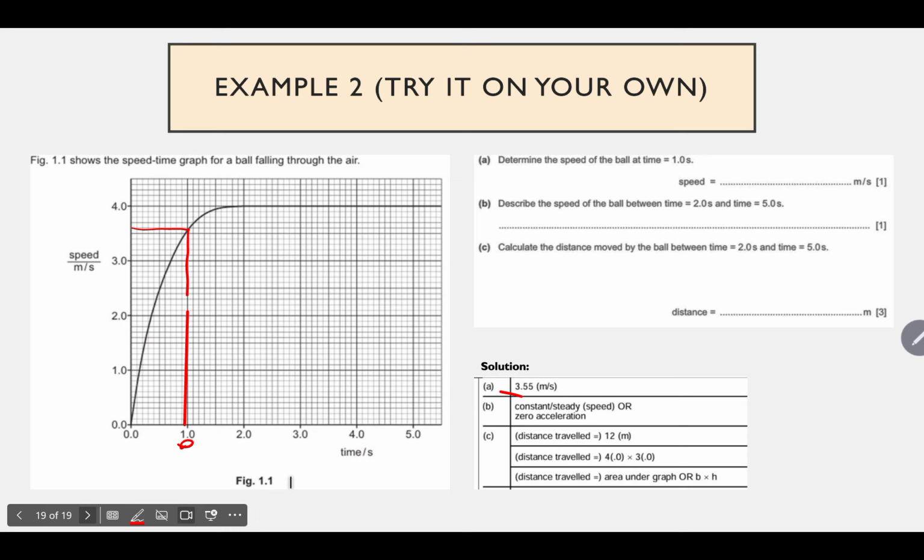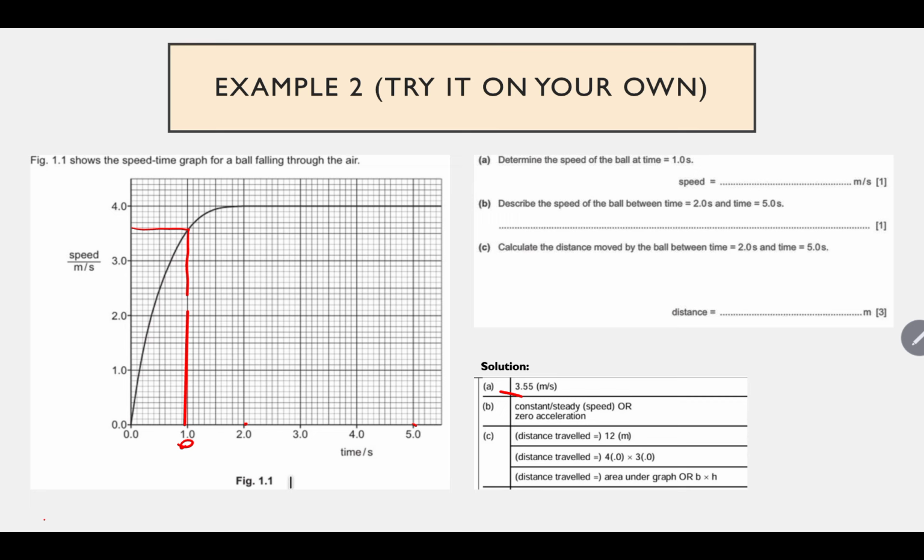For the second part, describe the speed of the ball between 2 and 5 seconds. I need the speed. What is the speed? Well, the speed did not change at all. As you can see, it's a horizontal line. So I'll just say constant speed.